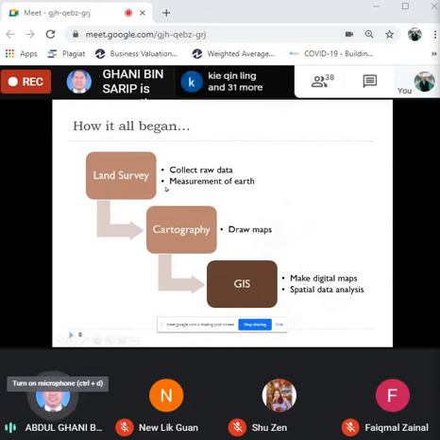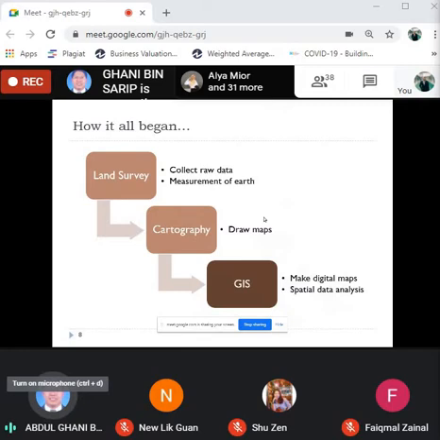And then land surveyors pass this data, collected in the field, to cartographers. Cartographers basically draw maps. Traditionally, probably in the 60s and 70s, but nowadays cartographers utilize what is best known as AutoCAD, AutoCAD drawing software, to draw maps.